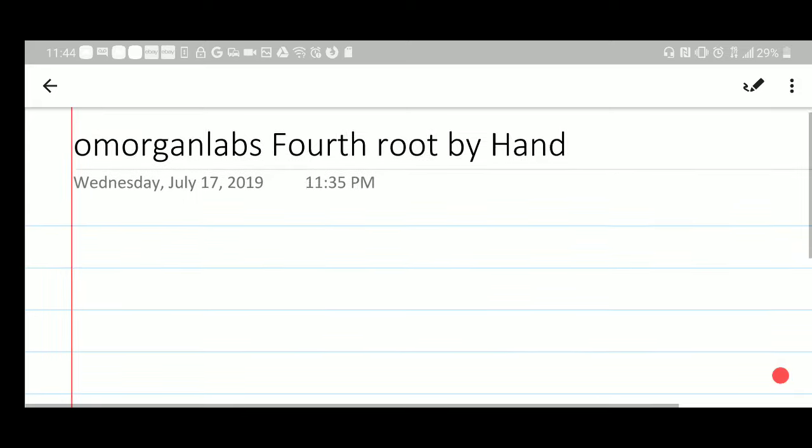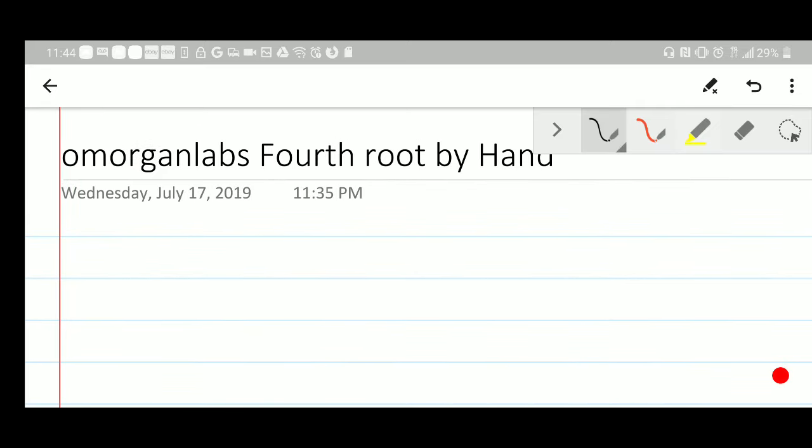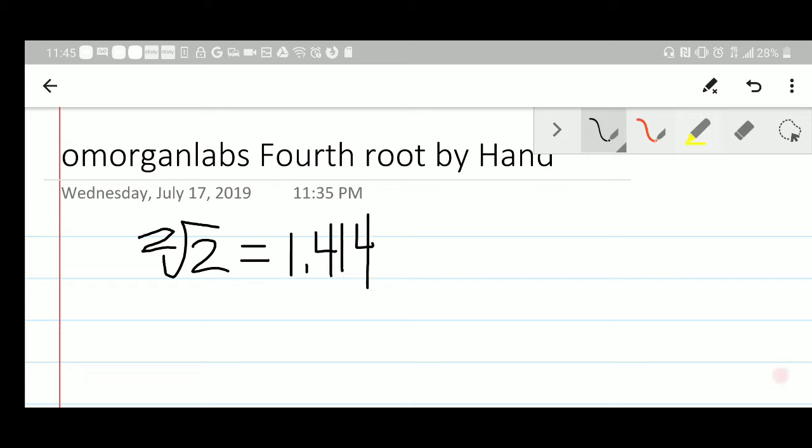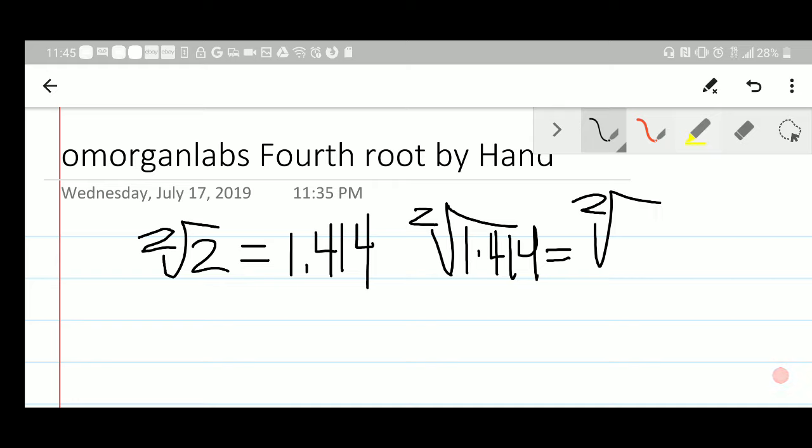Today we're going to talk about finding a fourth root by hand. So all you have to do, we know the square root of 2 is 1.414. So the fourth root is just the square root of a square root. So the square root of 1.414 equals the square root of the square root of 2, which is the fourth root of 2.